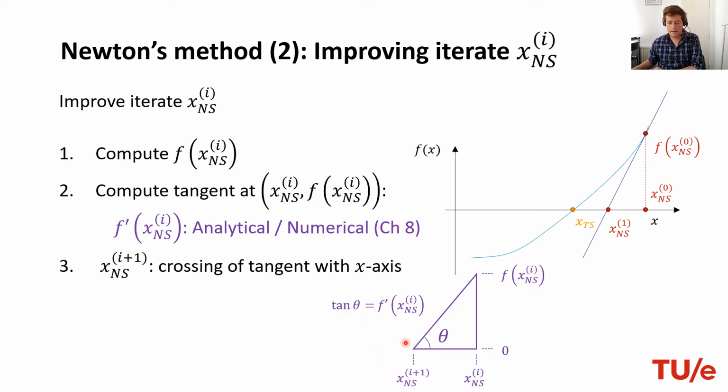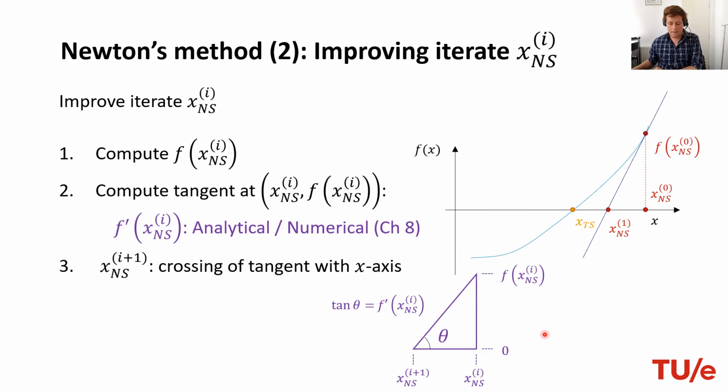We know that the tangent of this angle, so the slope of this line, is equal to the derivative of the function at the previous iterate. That's because we drew this tangent line at the previous iteration. And we also know the length of this side over here.